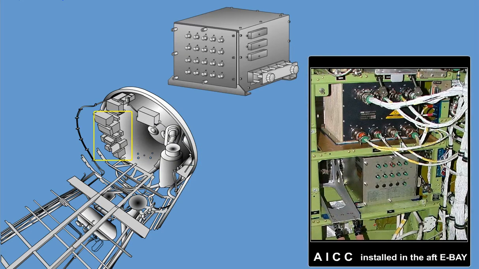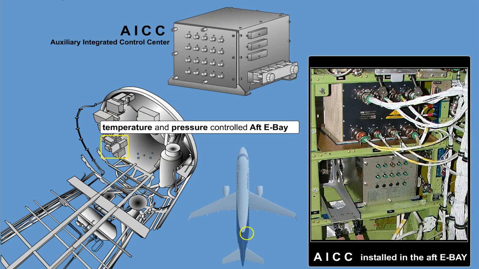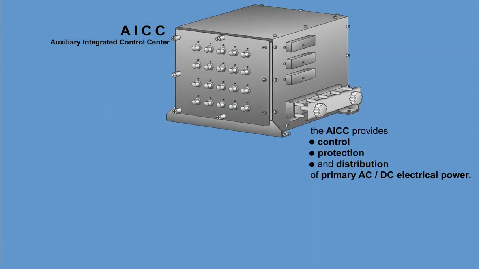The Auxiliary Integrated Control Center, AICC, is located in the temperature and pressure-controlled aft E-bay. Access to this equipment is through an airplane panel located in the rear of the cabin. The AICC provides control, protection, and distribution of primary AC/DC electrical power.